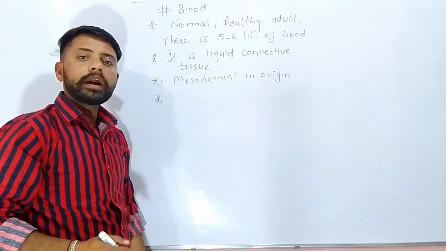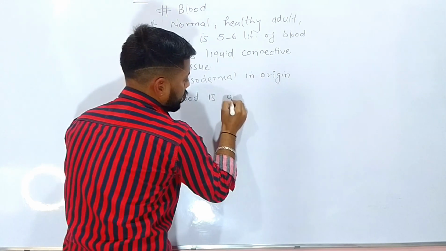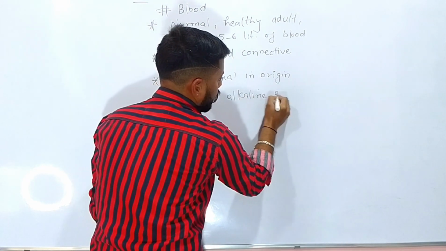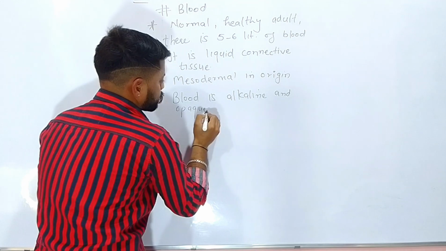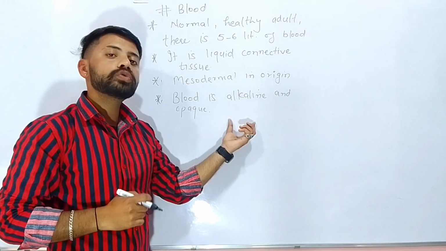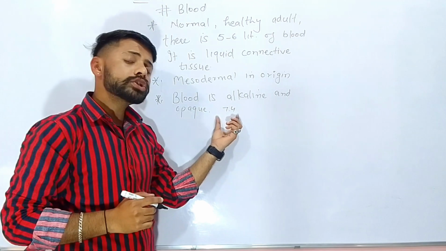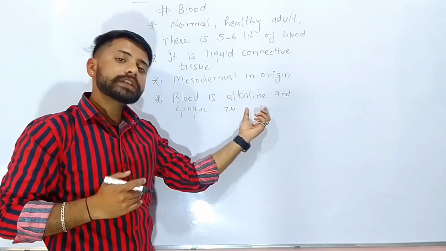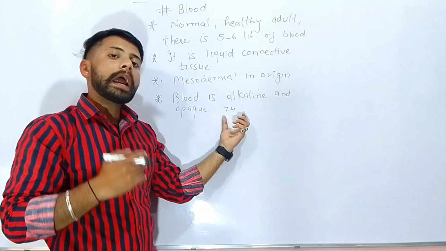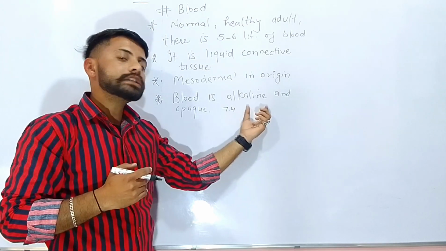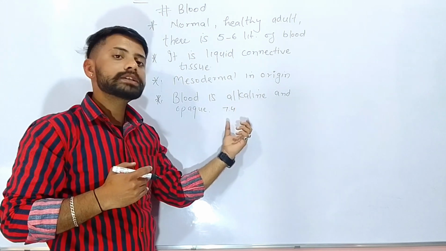It is slightly alkaline and opaque. That means blood has a pH value slightly higher than 7, about 7.4, and we know that substances which have a pH value less than 7 are acidic substances, those with a pH value of 7 are called neutral substances, and the substances which have higher than 7 pH value are basic substances, and blood is a basic substance.